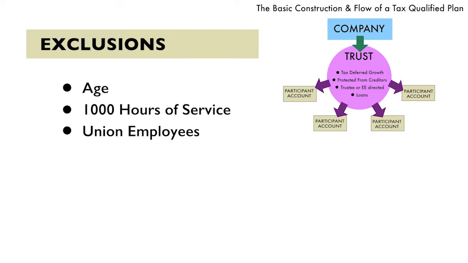Lastly, we can exclude union employees. If you have a company that employs union employees, the union employees have most likely negotiated their union benefits separate from the rank-and-file non-union employees and management employees. Therefore, they can be excluded from the plan.